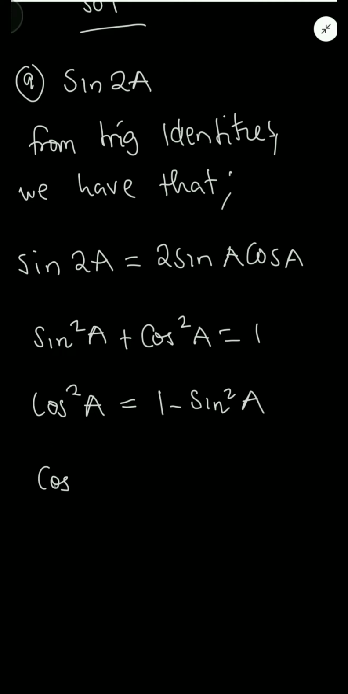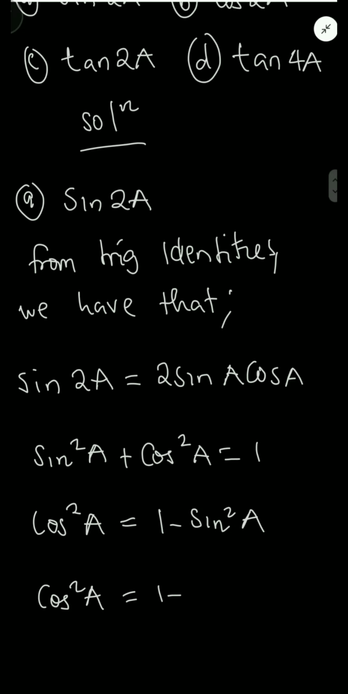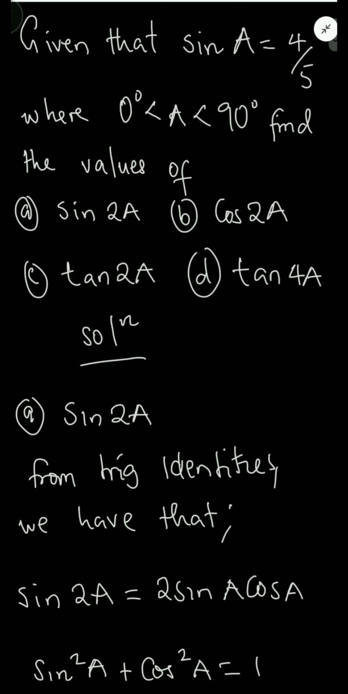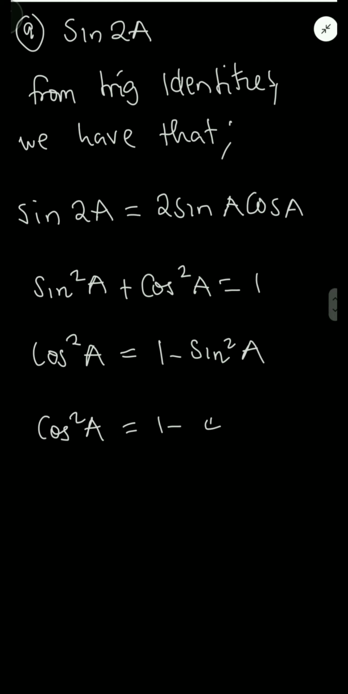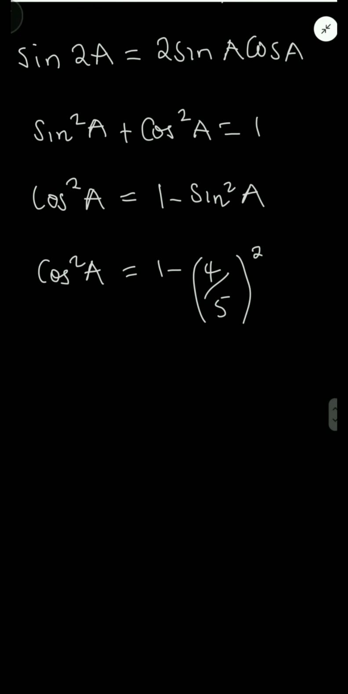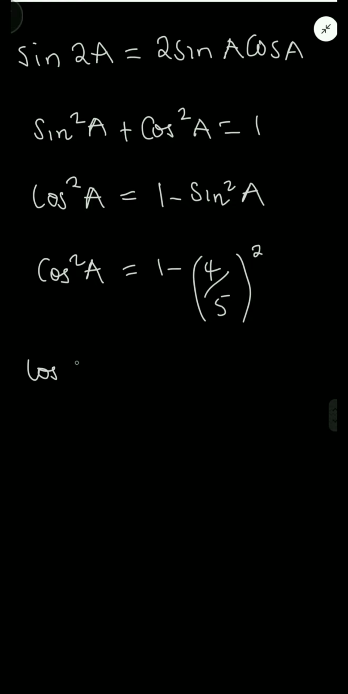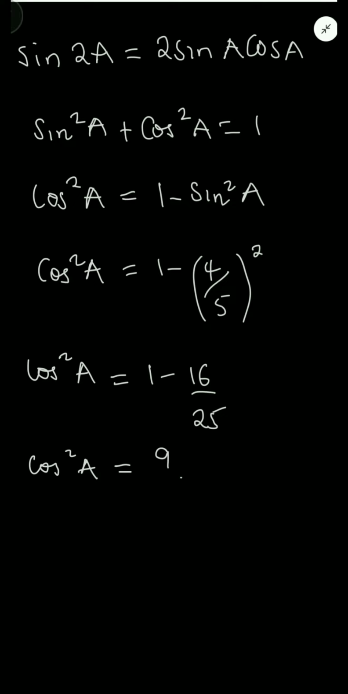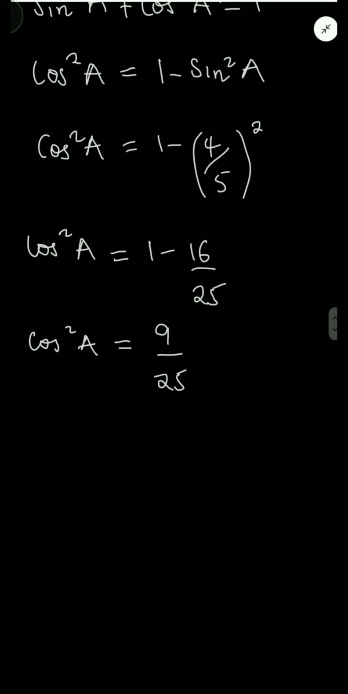Okay, now we'll continue by substituting. Cos squared A is equal to 1 minus, now we're going to square the value that we have for sine, which is 4 over 5. So cos squared A is equal to 1 minus 4 squared, 16 over 25. Upon doing everything there, we have that cos squared A is equal to 9 over 25.